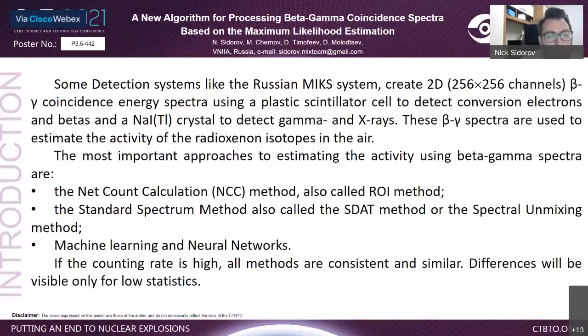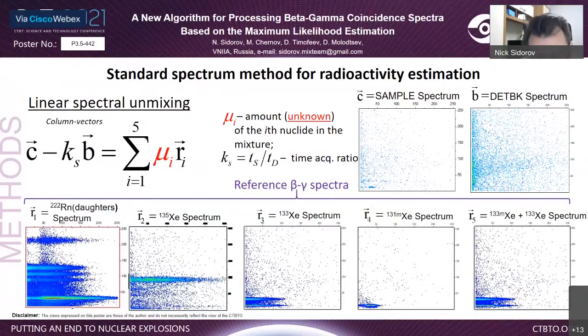There are some approaches to estimate the activity using beta-gamma spectra. The most important and well-known of them are the net count calculation method, the standard spectrum method, and machine learning and neural networks. We looked in detail at the standard spectrum method and a derivative from it, also called the region of interest simultaneous fitting method.